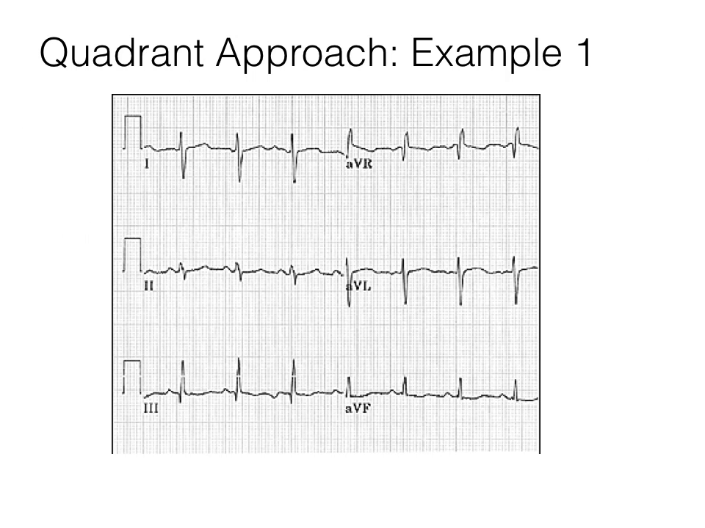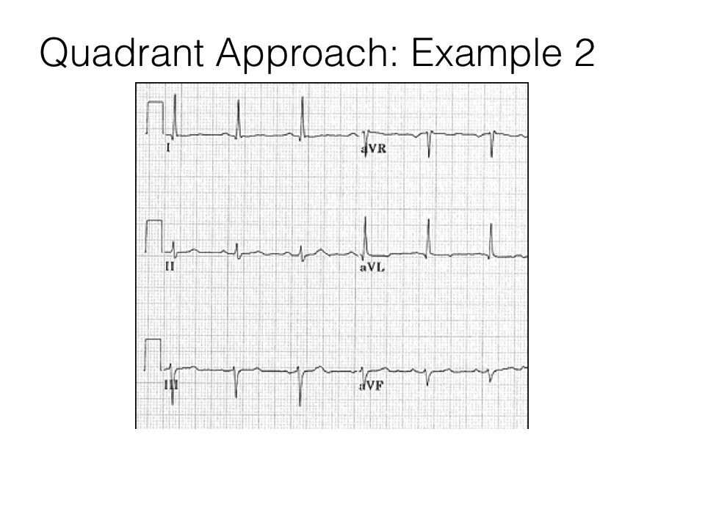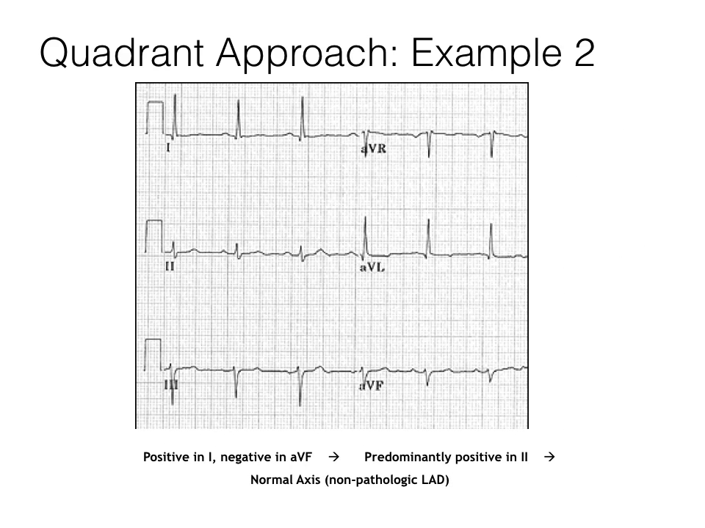Example 1, find out the axis. Here we can see the QRS complex is predominantly negative in lead I and positive in lead aVF, so it's right axis deviation. Now example 2. Here we can see positive deflection in lead I, negative in aVF, and predominantly positive in lead II. So it's a normal axis, meaning non-pathological left axis deviation.